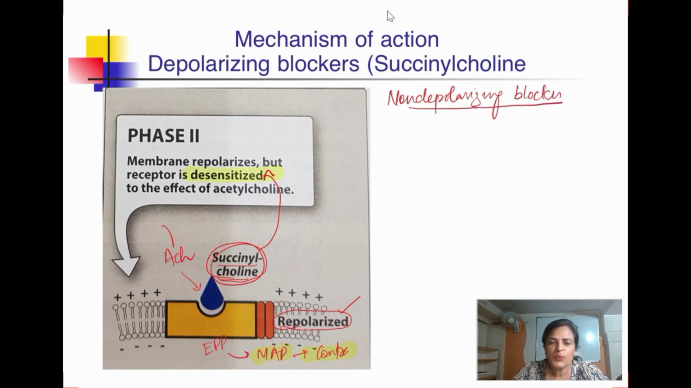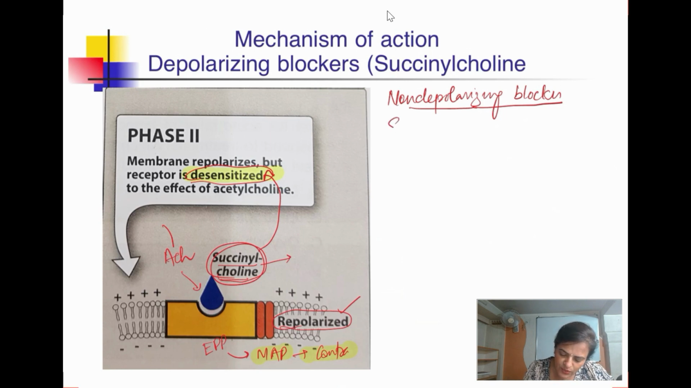Right? And slowly what happened? This succinylcholine is metabolized and removed by the cholinesterases, and again the membrane restores its sensitization, and it is again ready to receive the impulse and ready for the activation.